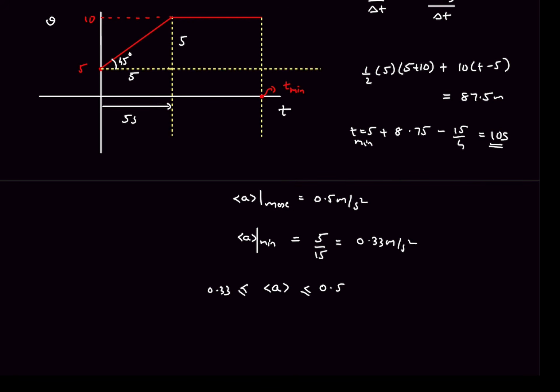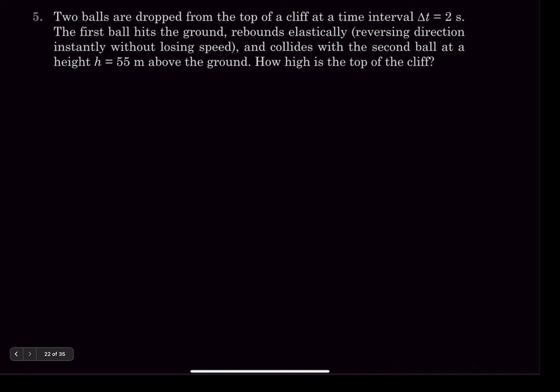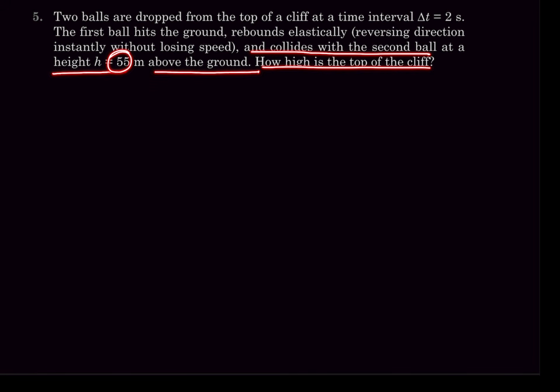Now let's move to the next question. This is a question from free fall. This is question number 5, and we have 2 balls that are dropped from the top of a cliff at a time interval of 2 seconds. First we drop a ball, and after 2 seconds have passed, we drop the second ball. The first ball hits the ground, rebounds elastically, reversing direction instantly without losing its speed, and collides with the second ball at a height of 55 meters from the ground. How high is the top of the cliff?